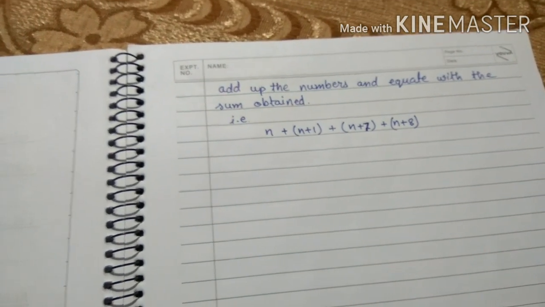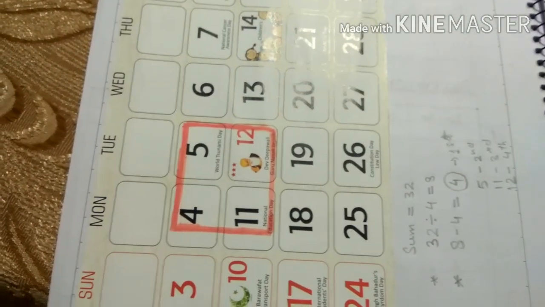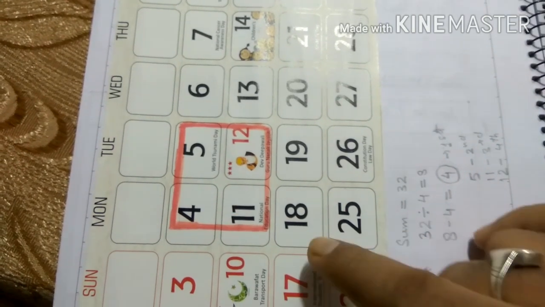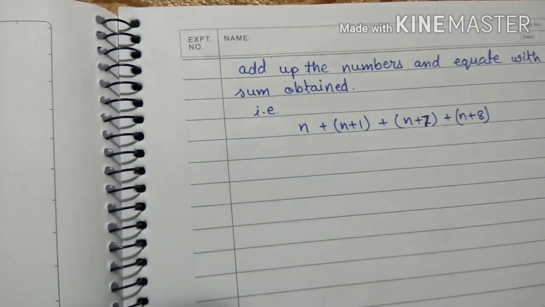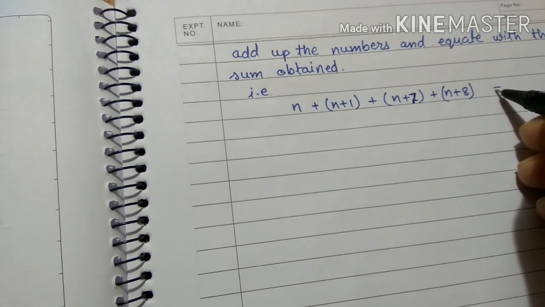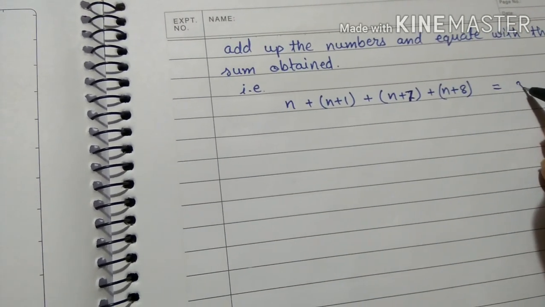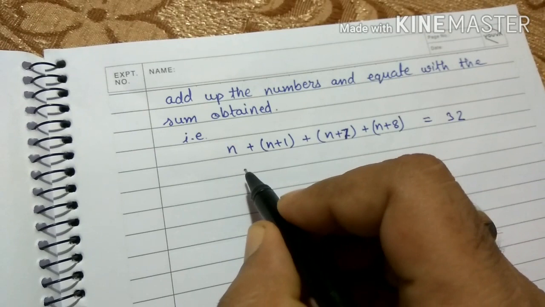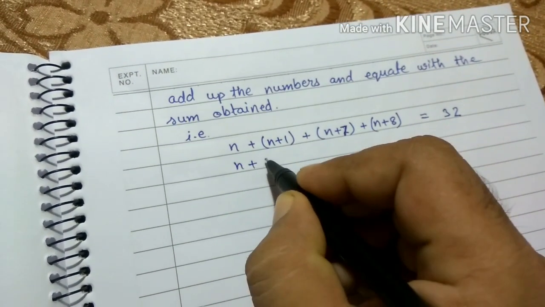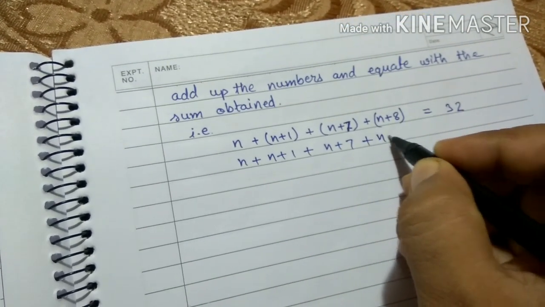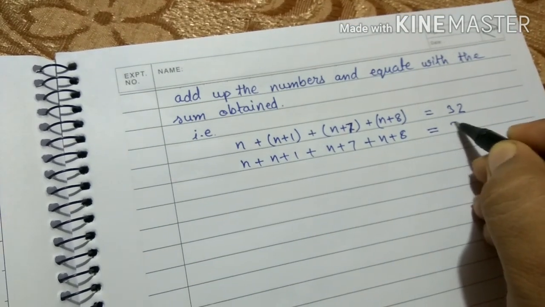Okay, now we will check from the example that we have taken. So the example is, we have selected the four dates 4, 5, 11 and 12, which give the sum of 32, right? So we will add all these numbers and equate with the sum that we obtained, that is 32. Now what to do next? We will add all the four numbers, so that makes n plus n plus 1 plus n plus 7 plus n plus 8, which makes 32.